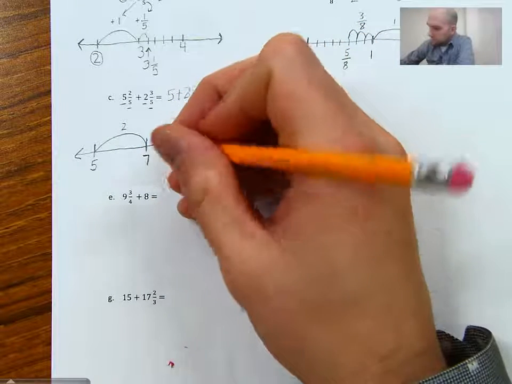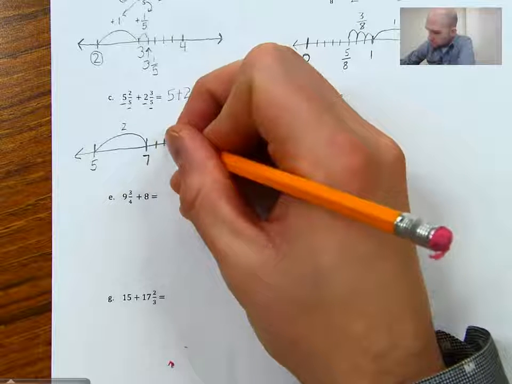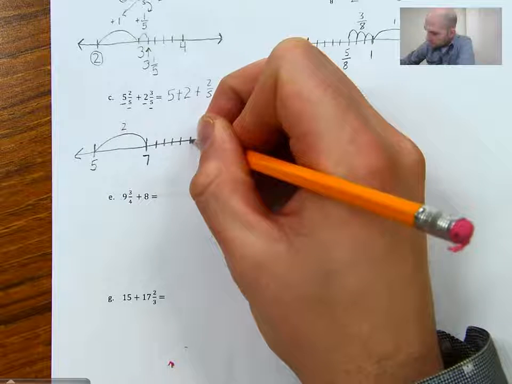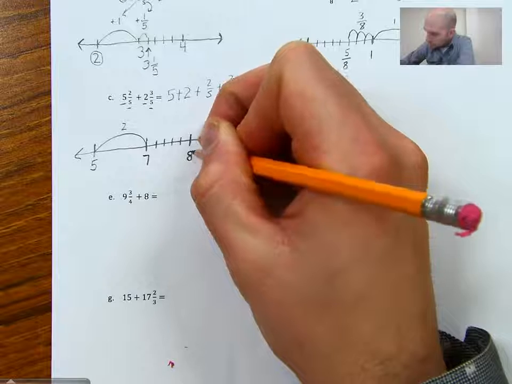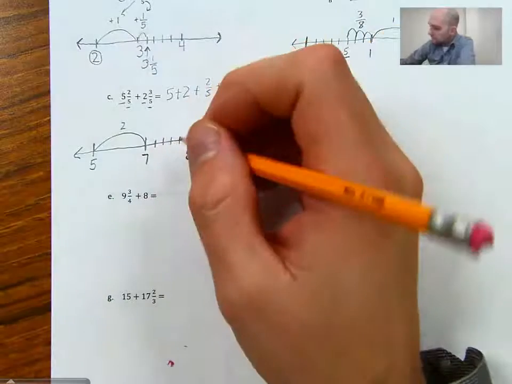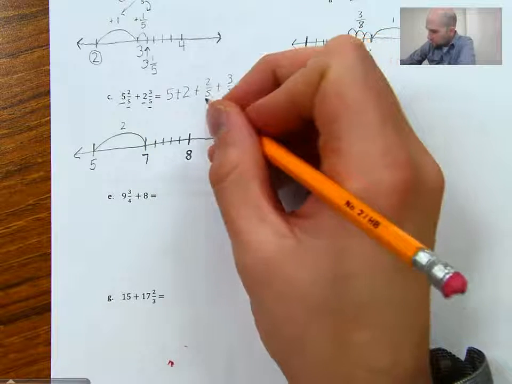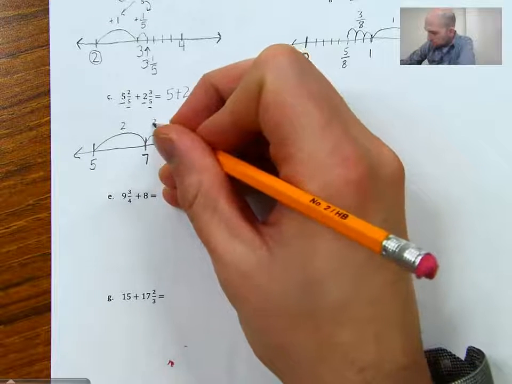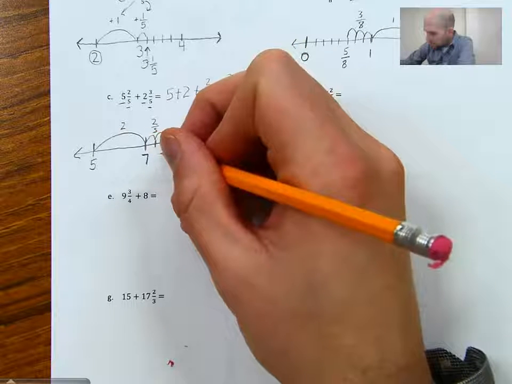Then I need to split this into fifths. So I have 1, 2, 3, 4, 5. My fifth one here is going to be 8, because 5/5 equals 1 whole, and 1 whole plus 7 would be 8. And first I'm going to go 2/5. 1, 2, 2/5. And I would get 7 2/5.